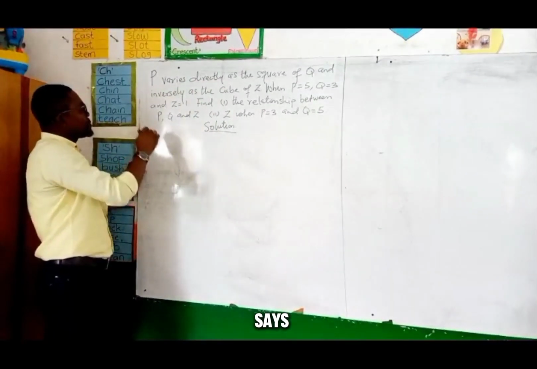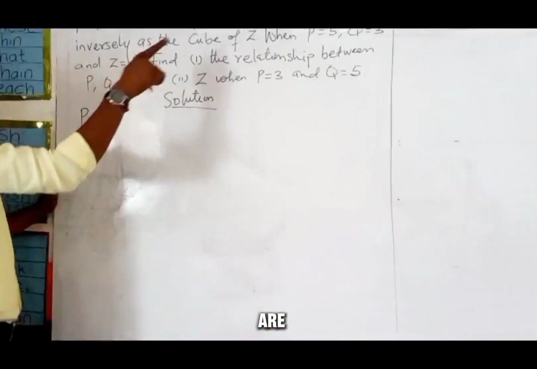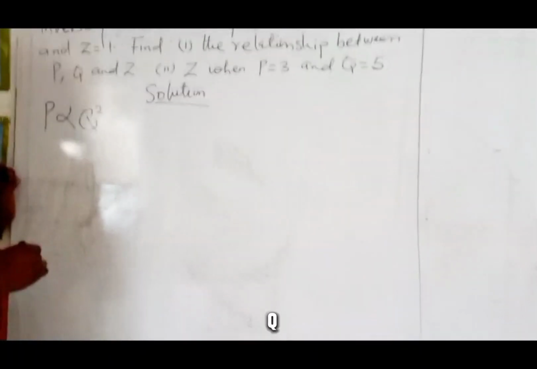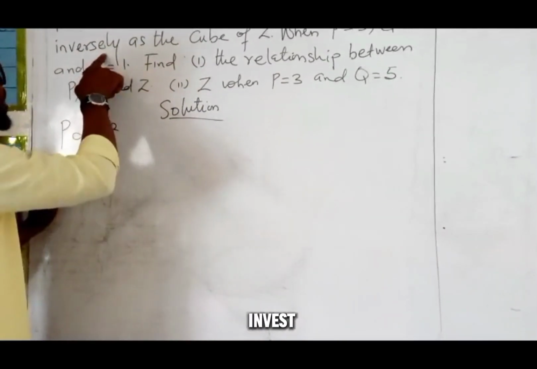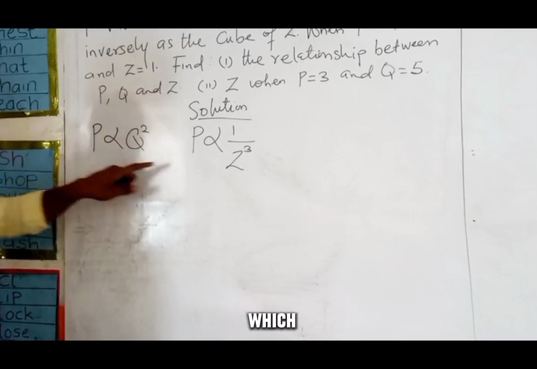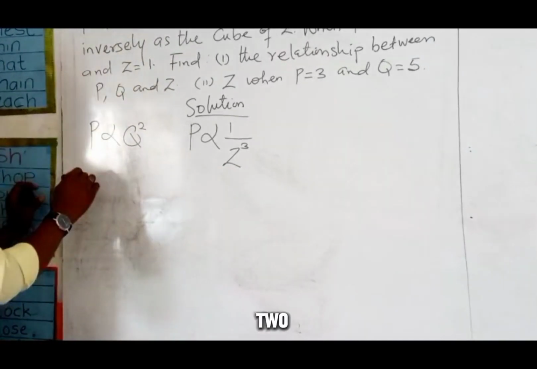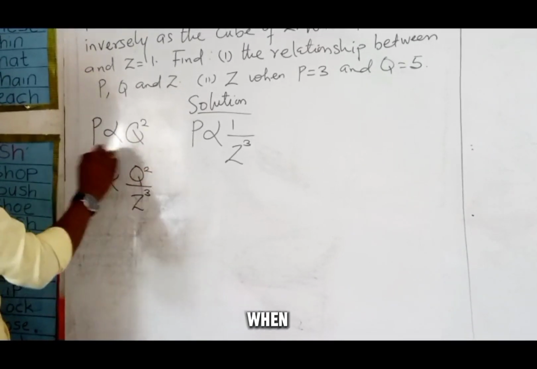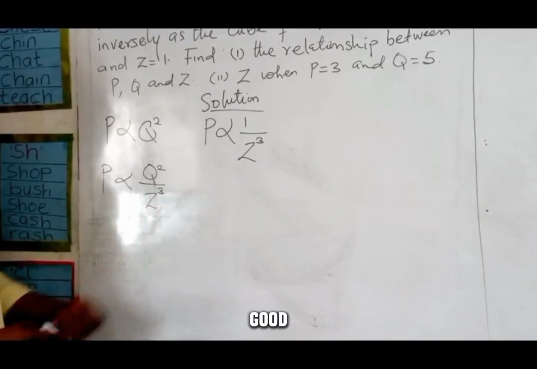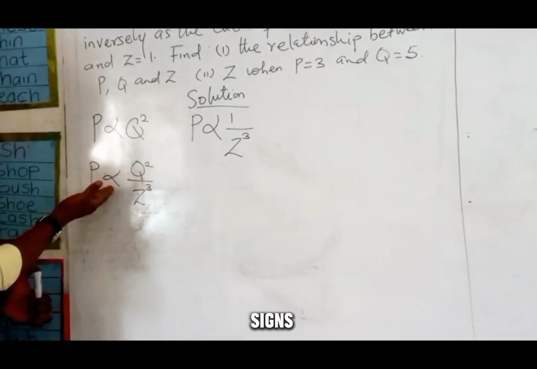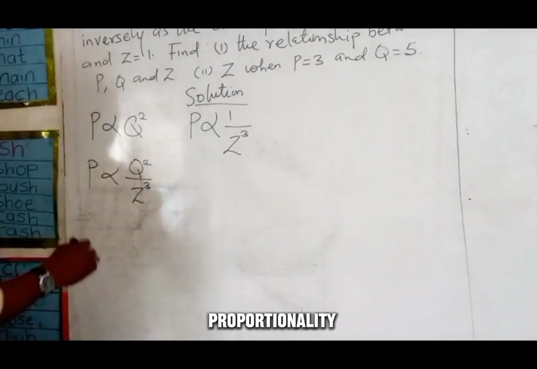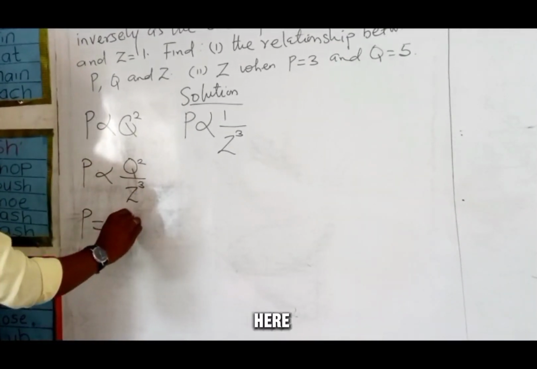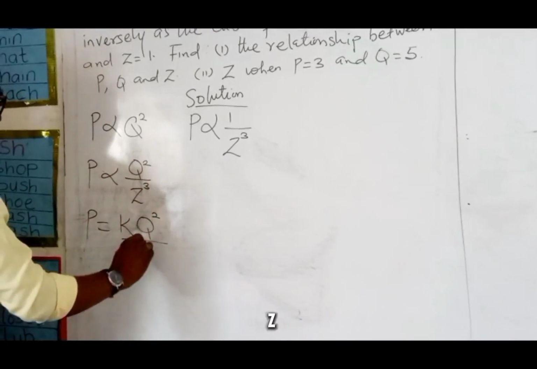Now let me take the first part. It says P varies directly as the square of Q. So this is the square of Q. And the second part, inversely as the cube of Z. The same P also varies inversely as the cube of Z. I'll combine these two equations. This is a direct variation, then this is the inverse variation, so I want to combine the two. This gives me P varies as Q squared over Z cubed. So when I combine, this is what I produce. Good. Now, this is my variation sign, so I have to replace this with a constant of proportionality, K. When I write, P is equal to KQ squared over Z cubed.